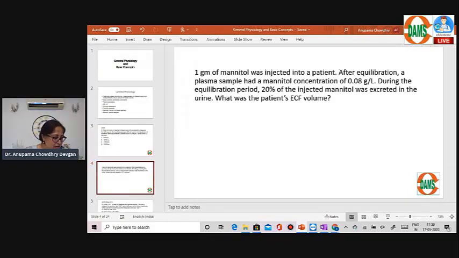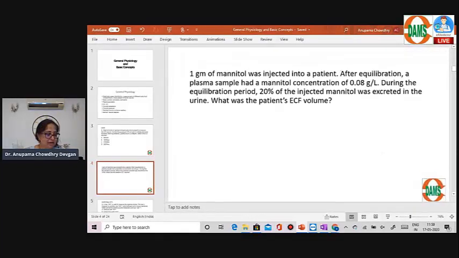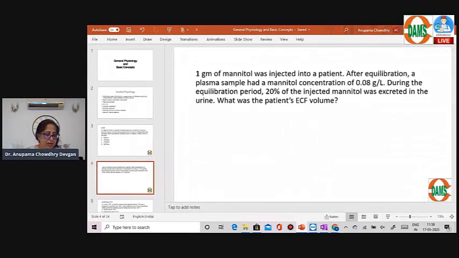1 gram of mannitol was injected into a patient. After equilibration, a plasma sample had a mannitol concentration of 0.08 grams. During equilibration, 20% of the injected mannitol was excreted. What was the patient's ECF volume? Now, we have already done that. The formula here is V is equal to Q minus E over C.